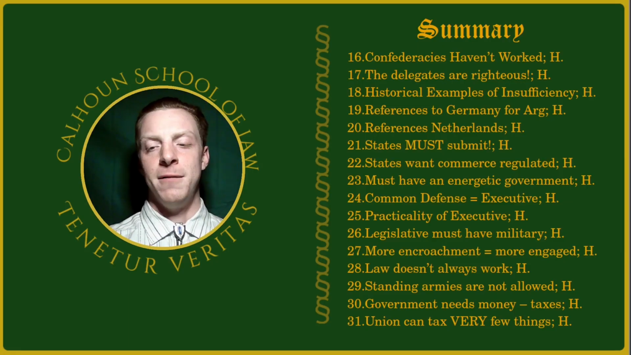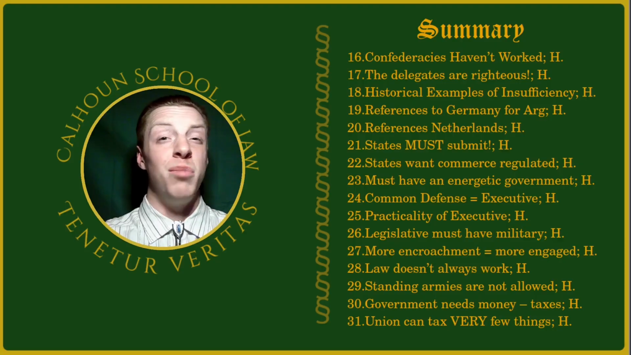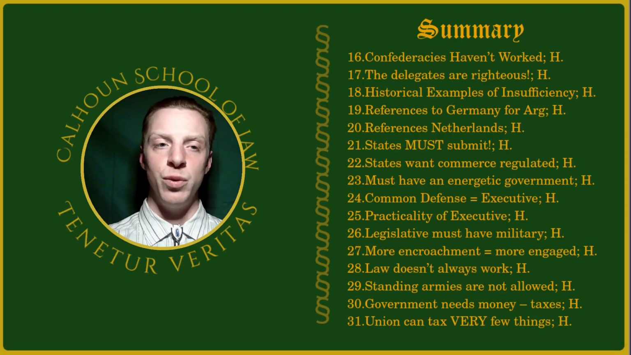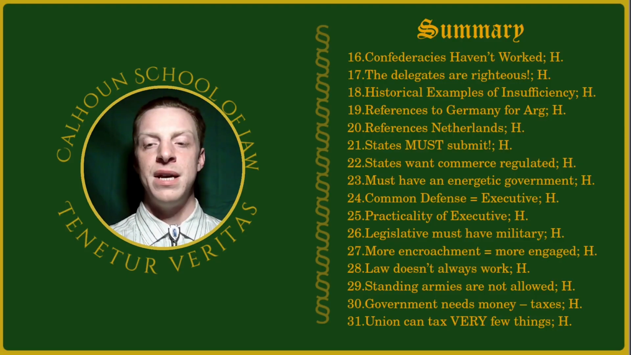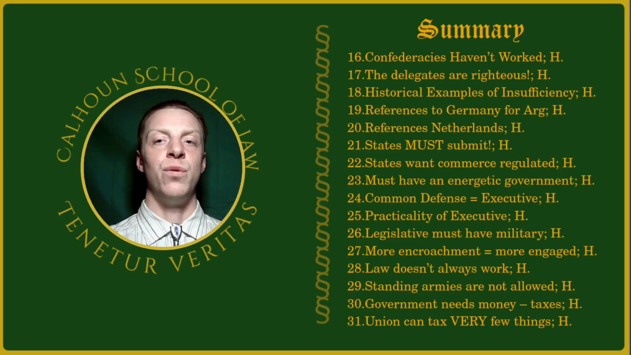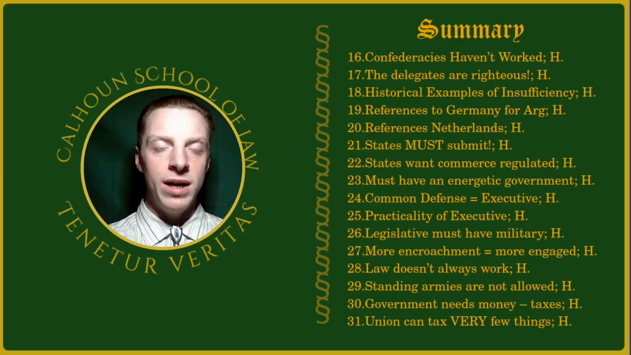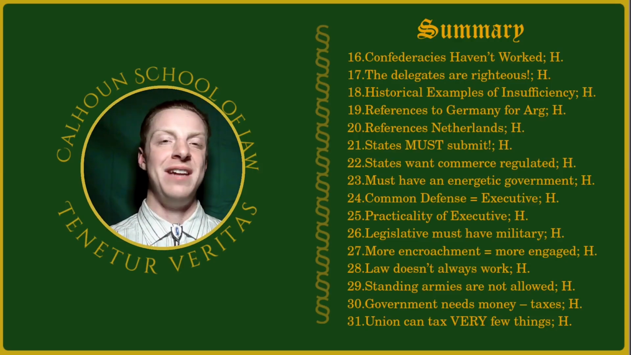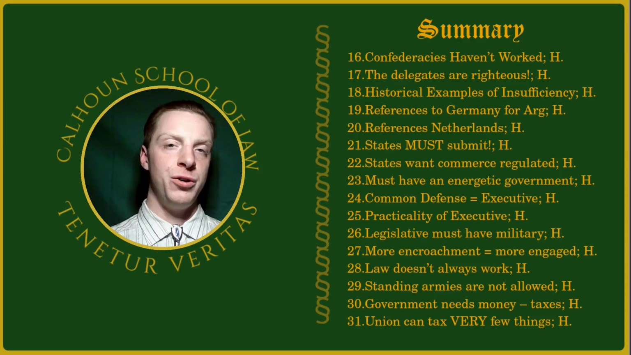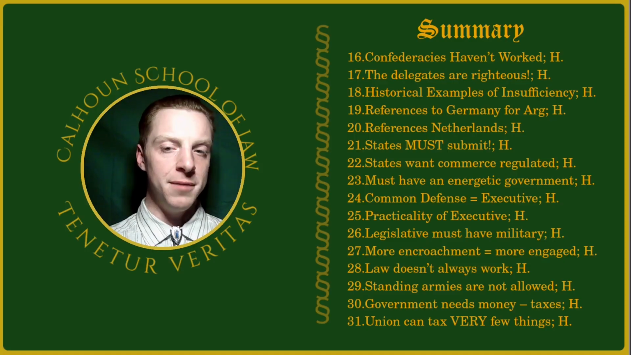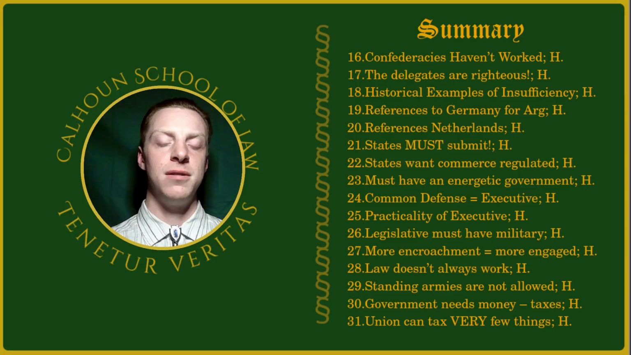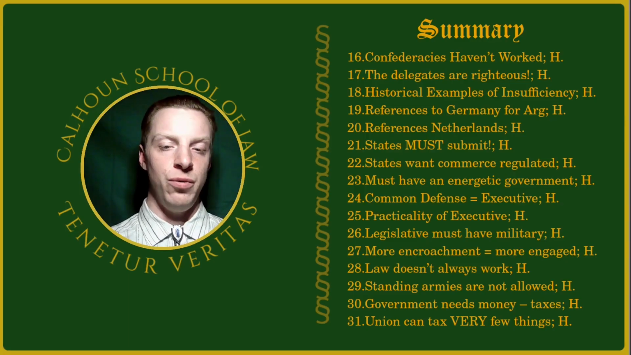Number 30, Hamilton argues that the government needs more money, and of course he references multiple examples where the Articles of the Confederation had good plans, good ideas, but not necessarily the resources or the funding to conduct them. So he makes the case for the U.S. having a wider array, a wider base from which to choose taxation upon, or to levy taxes. 31, union can tax very few things.